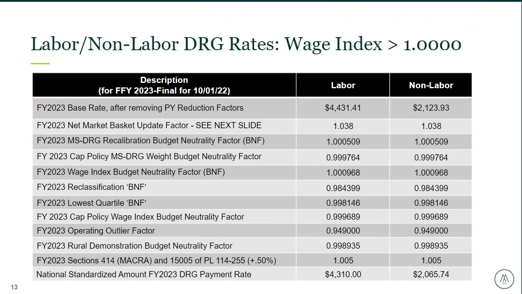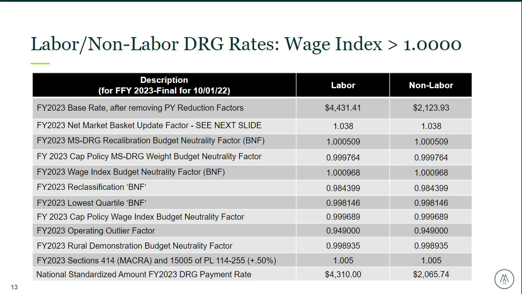As you all know, there is a number of items that get baked into the payment formula that are implemented in a budget neutral way. And this table outlines all those adjustments to the rate.